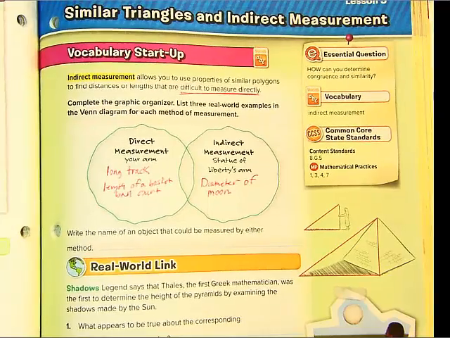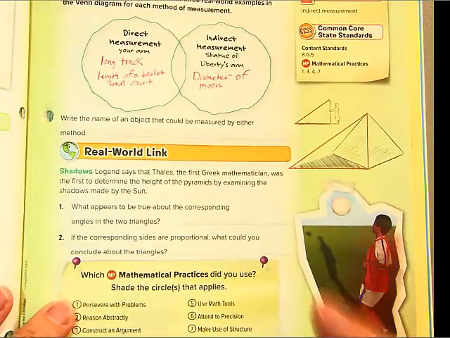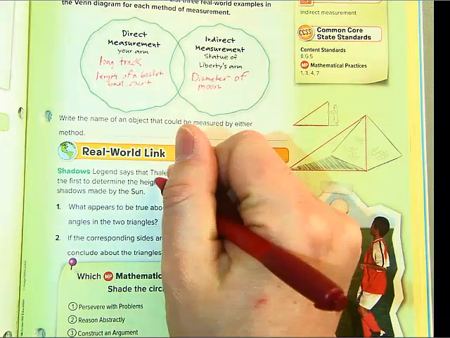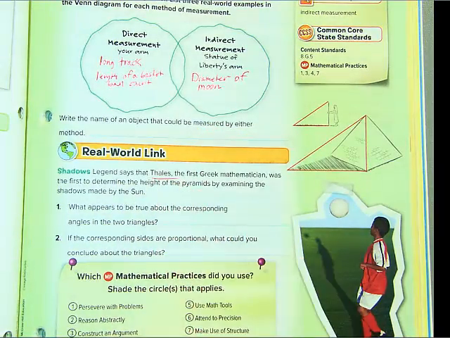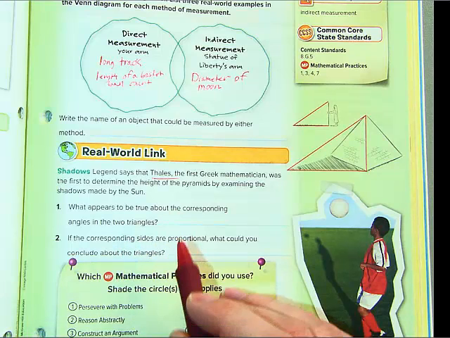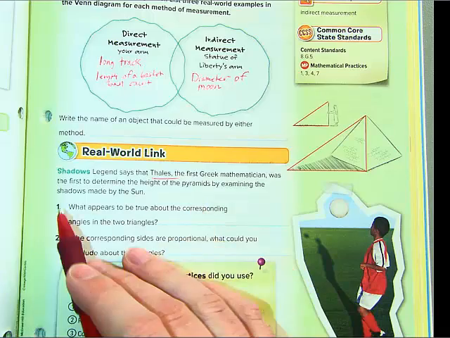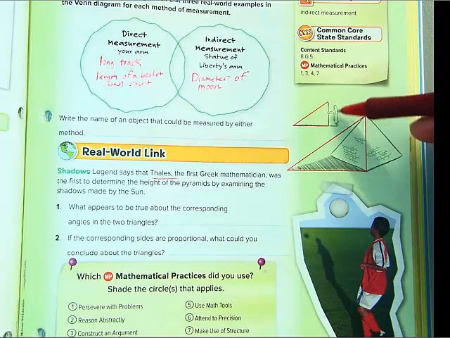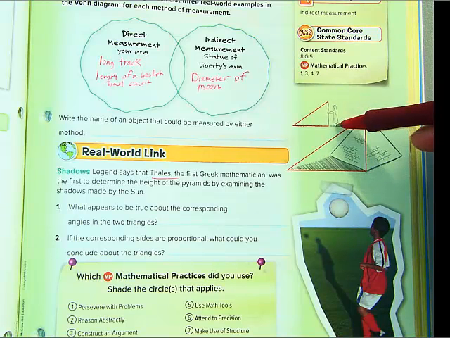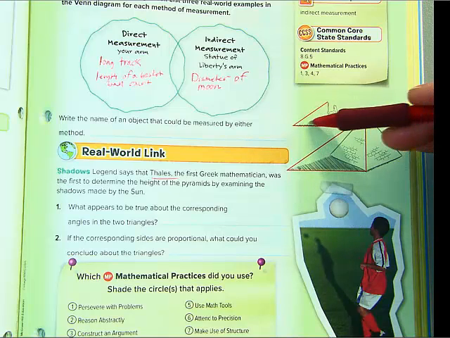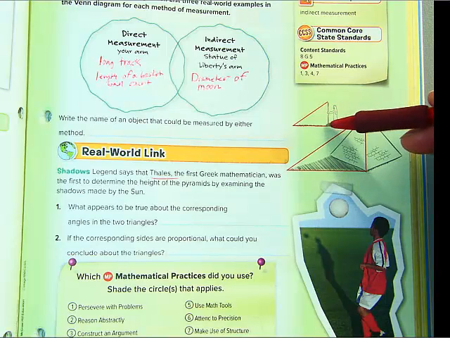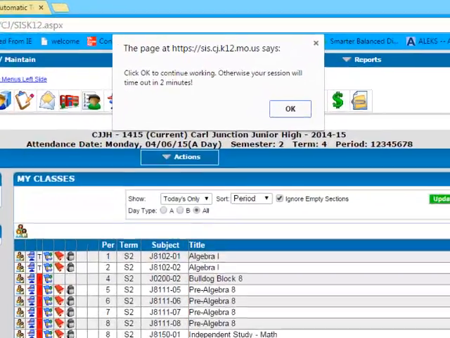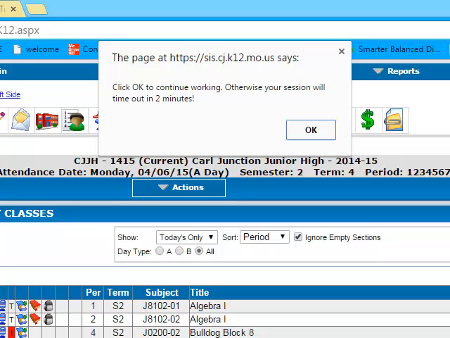Now, one of the first people to actually use this indirect measurement is this guy Thales. He was the first Greek mathematician, and he was able to determine the height of the pyramids by examining the shadow made by the sun. So if you look at the picture over here, what this guy basically figured out is he knew how tall he was. And he knew how long his shadow would be. Or basically he held up a stick. He knew how tall the stick was. He knew how long the shadow that was cast by the stick was. That could be measured.